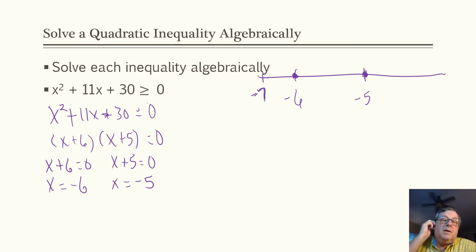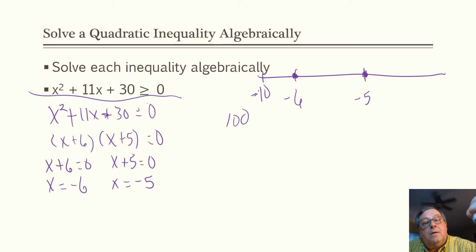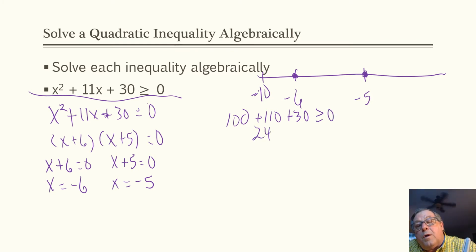Could do 10. That'd be easy math. That'd make it easier. So then we'd have 10 squared, which is 100, going back to this original equation, plus 11 times 10, that's 110, plus 30, greater than or equal to 0. 210 plus 30, so 240. Well, that's definitely greater than or equal to 0, so this interval passes.